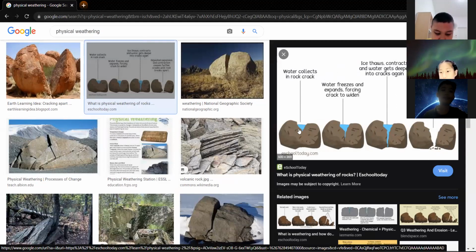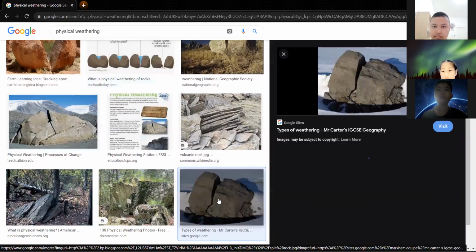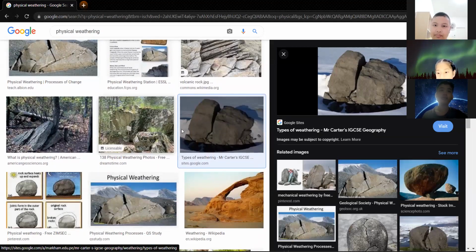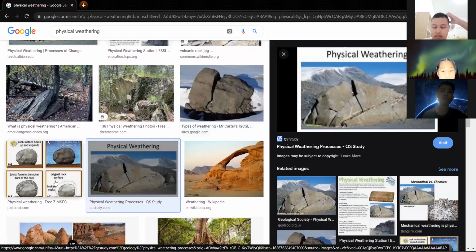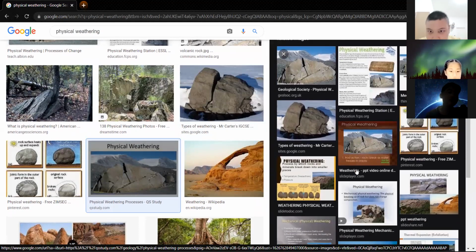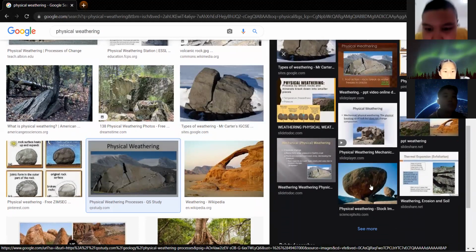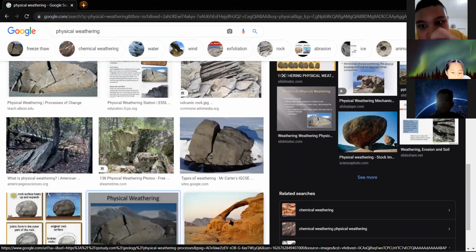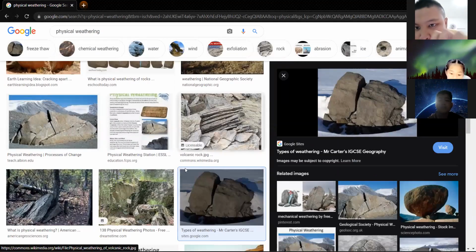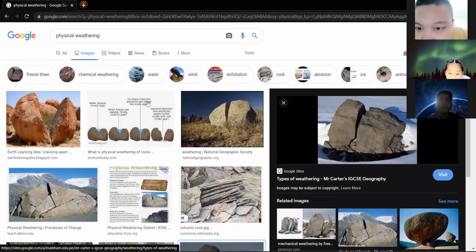Water collects in a rock crack. Then it becomes ice, and like this, it can divide the rock into two. If you imagine, look at these things that you can see in nature, it is evidently true. These are the proof that these physical changes actually happen. All right, look at this. See, it is because of physical weathering. All right, so let's go back to the PowerPoint now.